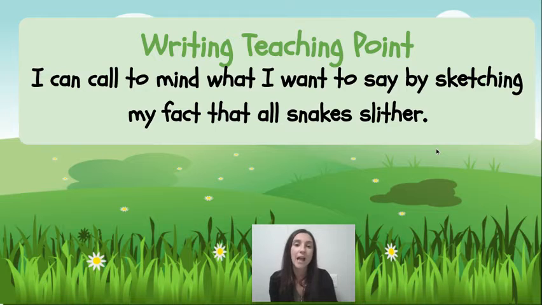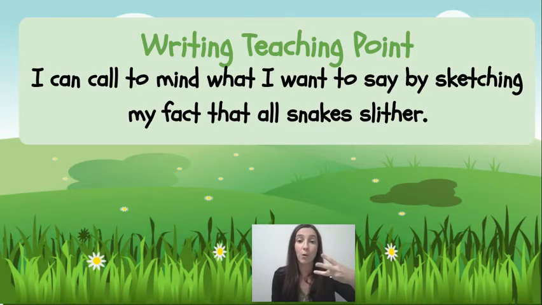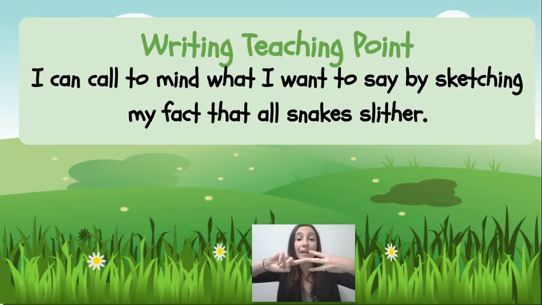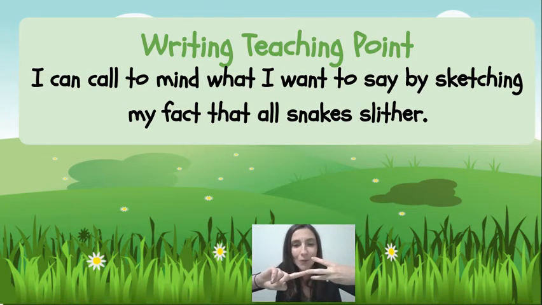So the other day when we were planning our story, we had 3 points that we spoke about. We said, there are many different types of snakes. When we wrote about that fact, we went through all of the steps of writing. We sketched first, labels next, then came our sentence and color last. Now we're moving on to our next fact, which is all snakes slither.